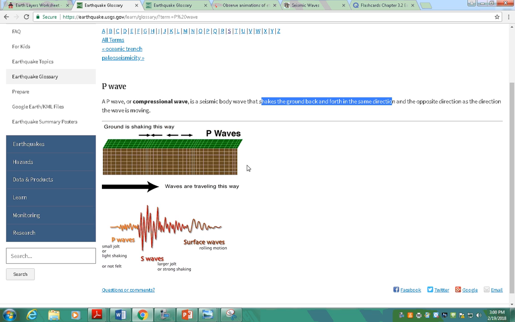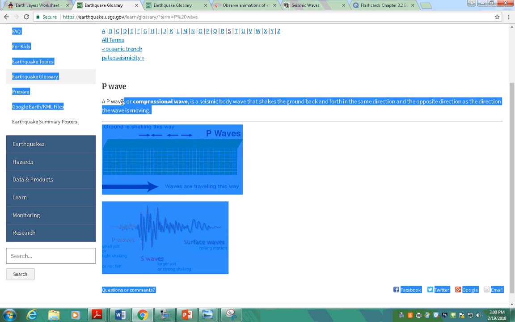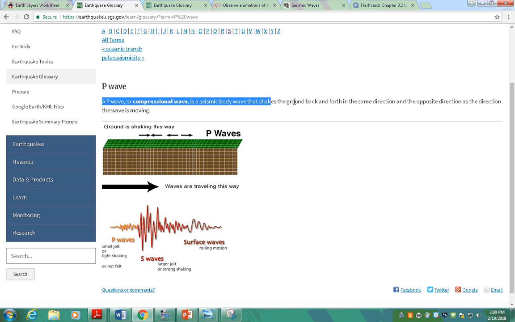And the opposite direction is just the force coming back against. So if it's moving towards the right, the force is getting shaken towards the left. So if you were looking for a definition, this might be a good place to pause it and grab this one if you want.